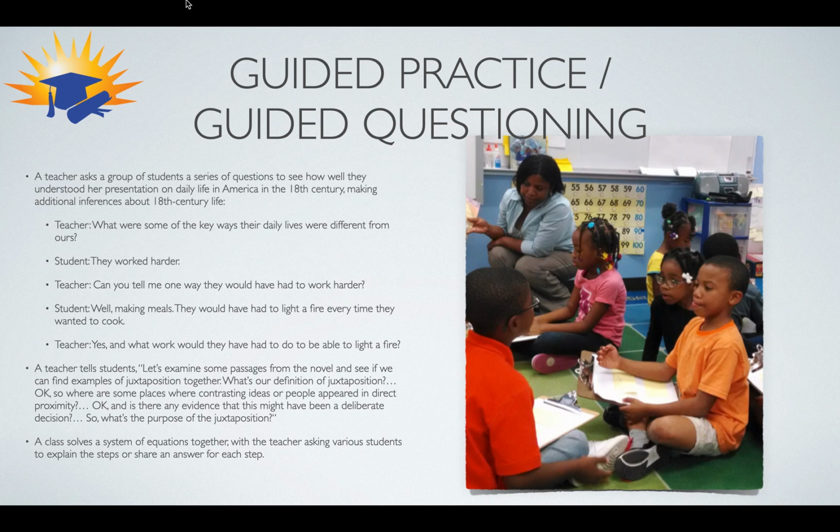A class solves a system of equations together, with the teacher asking various students to explain the steps or share their answer for each step.